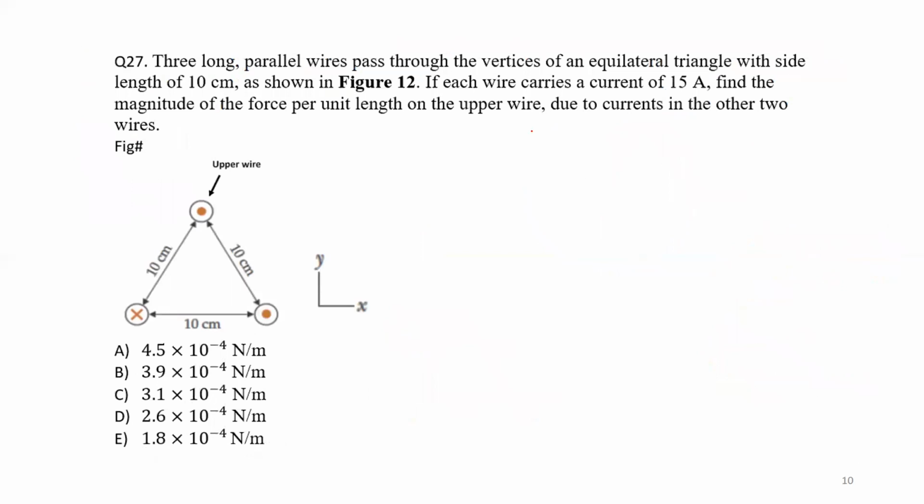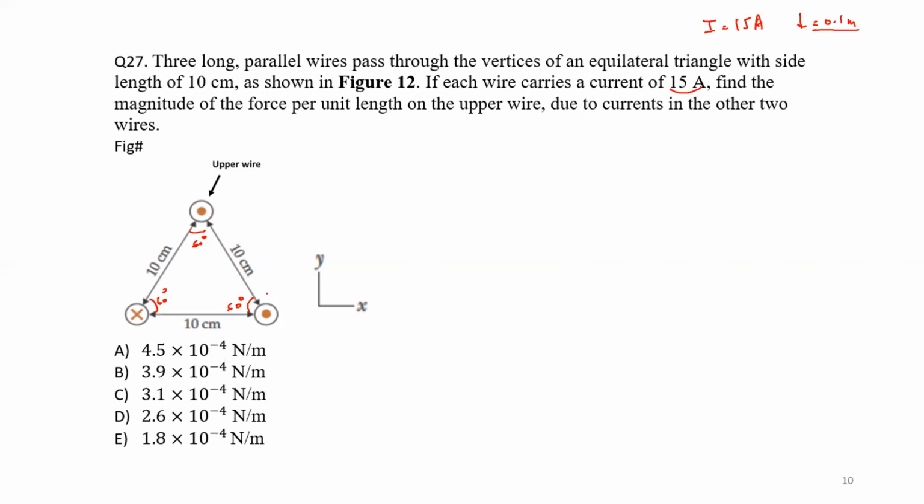Equilateral triangle again. It's easy. Okay. Here I have 60 degrees, of course. Here I have 60 degrees, of course. Here I have 60 degrees. Let's read the question. 3 long parallel wires pass through vertices of an equilateral triangle with side length 10 centimeters, as shown in the figure. Each wire carries a current of 15 amp. So I know I, 15 amps, and I know D, 0.1 meters. Find the magnitude of the force per unit length on the upper wire. This is the upper wire here.